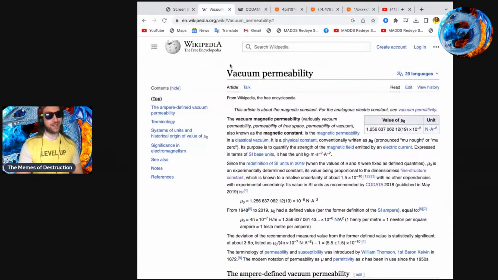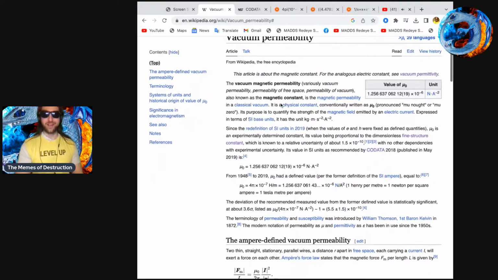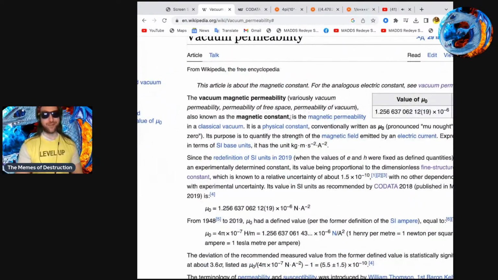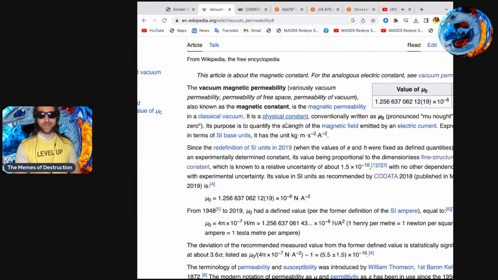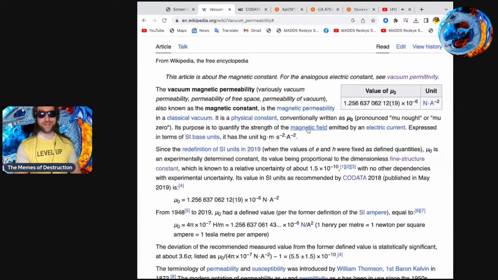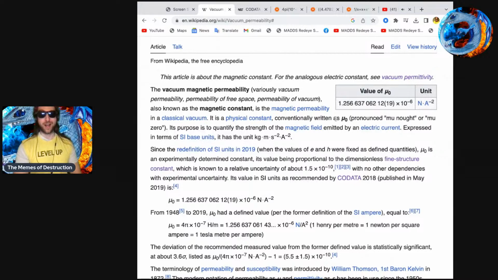So as far as vacuum permeability, if you type it in and you go to the Wikipedia, take it for what it's worth. The vacuum magnetic permeability, variously a vacuum permeability, permeability of free space, permeability of vacuum, also known as the magnetic constant, is the magnetic permeability in a classical vacuum. In physics, it is a physics constant, conventionally written as mu naught, or mu zero. Its purpose is to quantify the strength of the magnetic field emitted by an electric current.